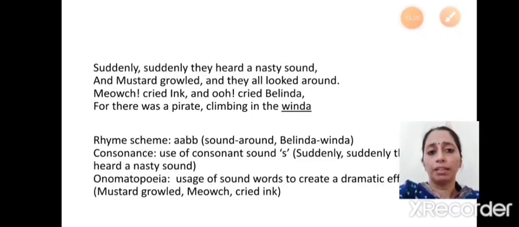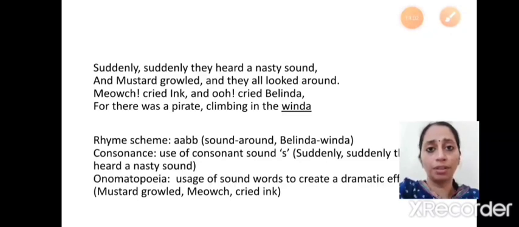Then onomatopoeia. Again, Mustard growled. Okay, meouch. These two words, they indicate sound. So the figure of speech is onomatopoeia. Clear?